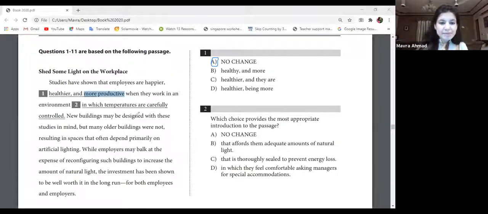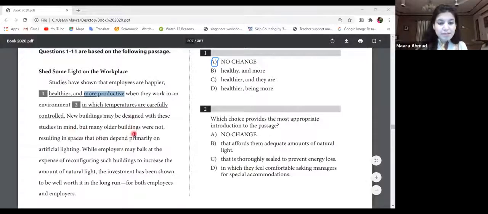New buildings may be designed with these studies in mind, but many older buildings were not, resulting in spaces that often depend primarily on artificial lighting. While employers may balk at the expense of reconfiguring such buildings to increase the amount of natural light, the investment has been shown to be well worth it in the long run for both employees and employers.